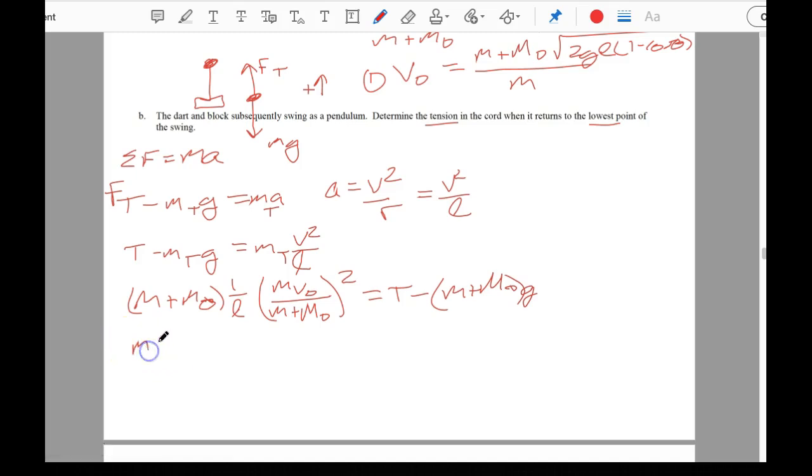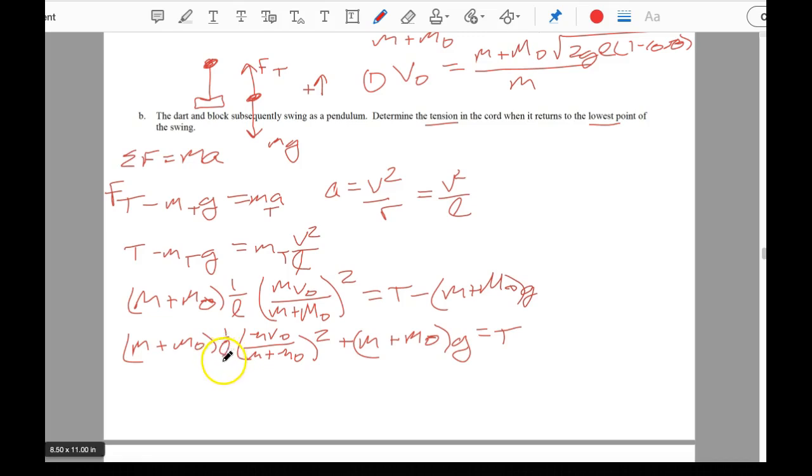Okay, so now we've got M plus MO times 1 over L times MVO over M plus MO squared plus another M plus MO. And then we're going to take that times G. And so that now is equal to tension. If you leave it this way, you probably might get full credit. I doubt it, because they really want you to go through and cross some things off if you can.